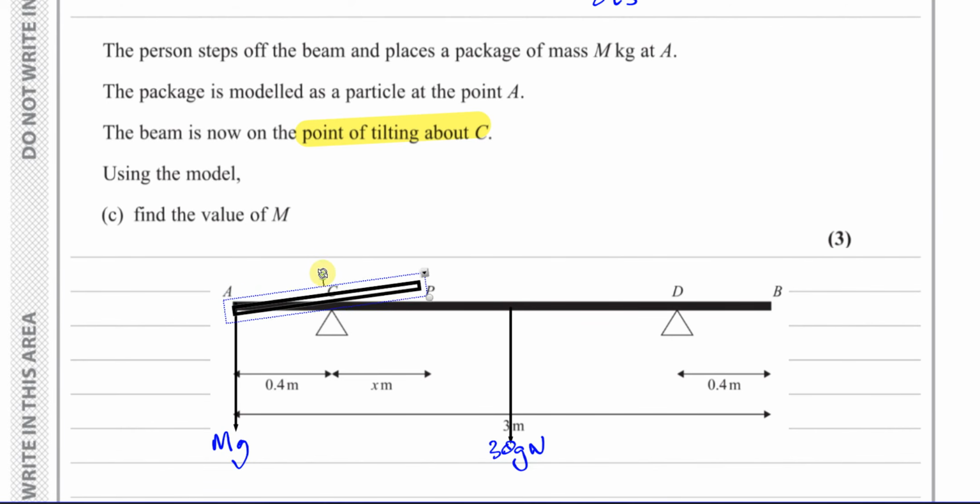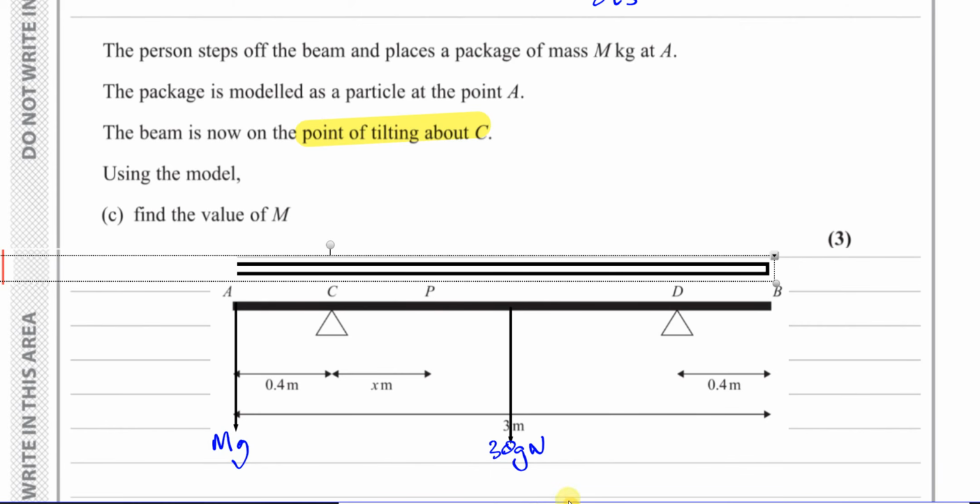So there will be a reaction force on C only. On D, there will be no reaction force, because it's just about to tilt on C. Let me just try and illustrate that better.